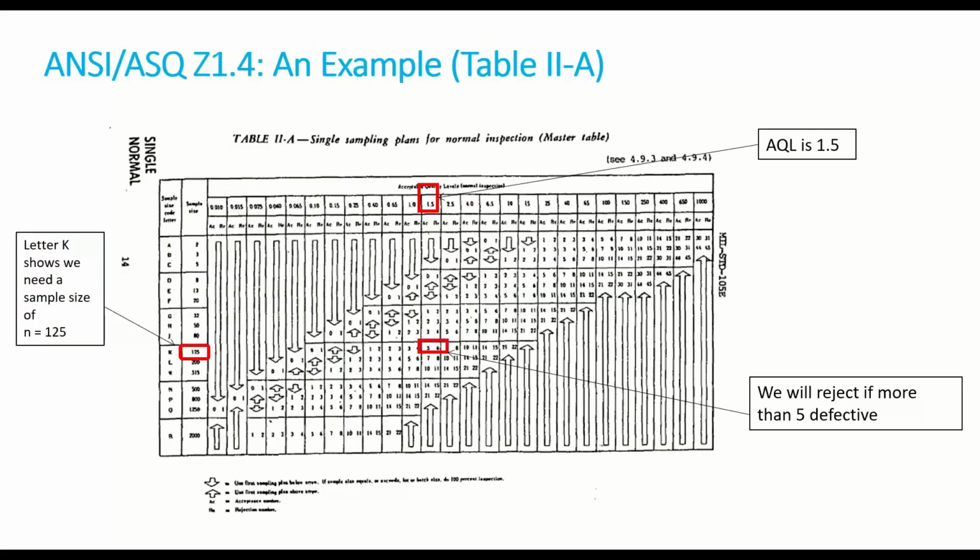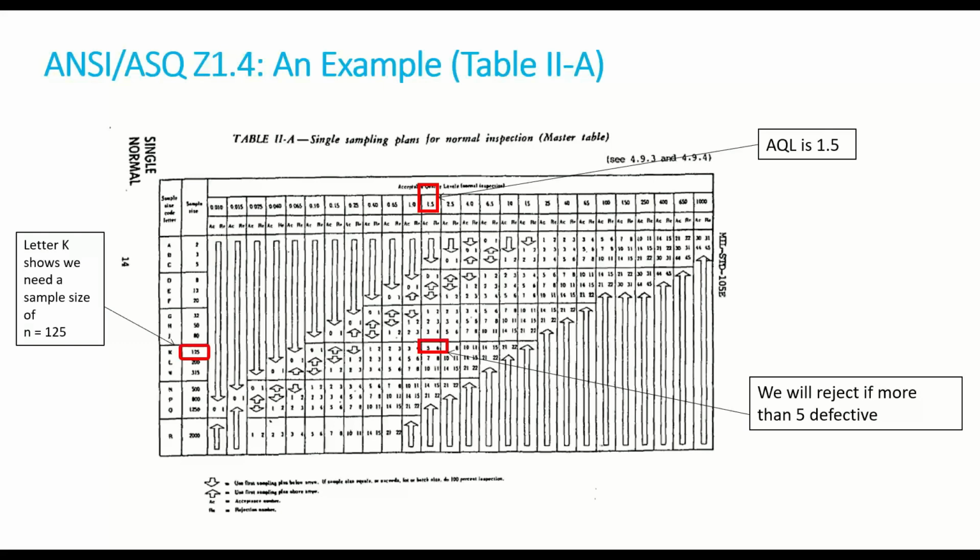Let's see, we have table 2A now we should be in. So that was table 1. Now we have 2A. You can tell I don't use these much anymore. I use the Minitab, right? And this is our single sampling plans for normal inspection. This is a master table. So we determined that we had letter K, okay?